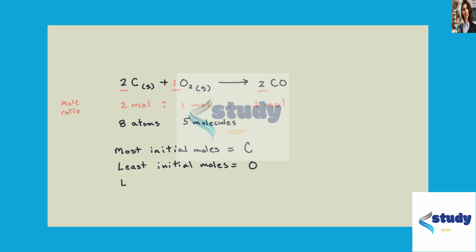Finally, we want to know the limiting reactant. Well, the limiting reactant in any reaction is the reactant that is used up first. Because once it's used up, the reaction will stop. You can't have a reaction if you don't have all of your reactants. So the reactant used up first is the limiting reactant because once the reaction stops, it limits how much product can be made.